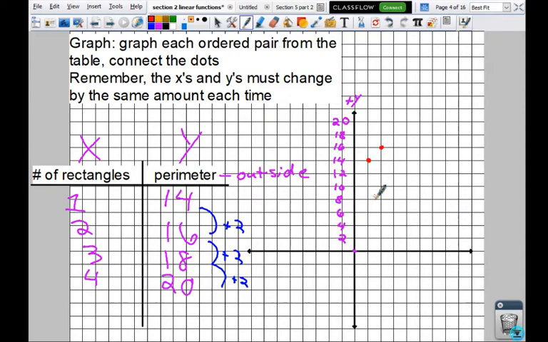Put my dot. Then I have 3, 18. From the middle, I'm counting over 1, 2, 3. Go all the way up to 18. Put a dot. And then my last one, 4 and then 20. I'm going to start at the middle. Go 1, 2, 3, 4. All the way up to 20. And put my dot.